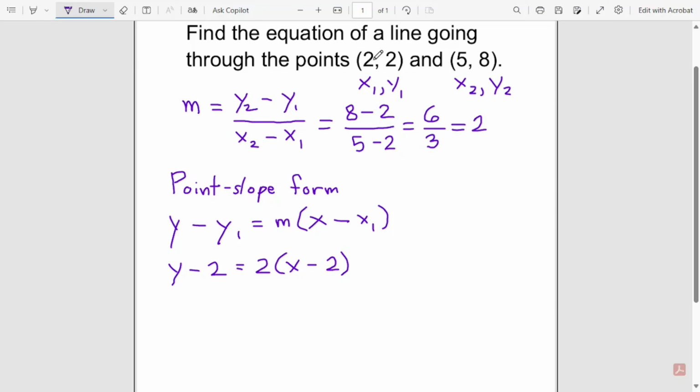Okay, and let's say this was a negative 2 and this was a negative 2, it would be plus 2, because you would be subtracting a negative, which is like adding a positive. So that's something to look out for when you're doing this. But we've got our point-slope form.